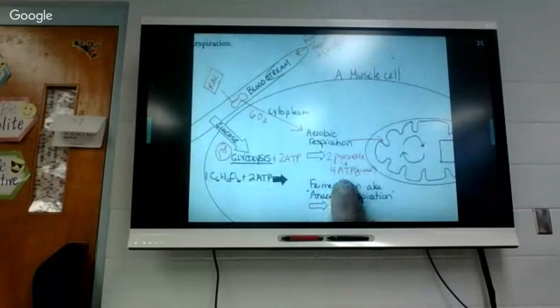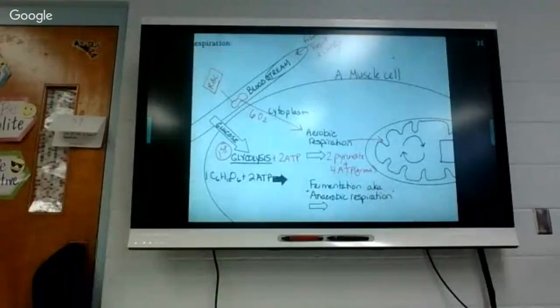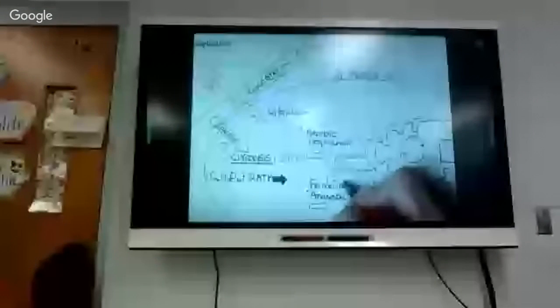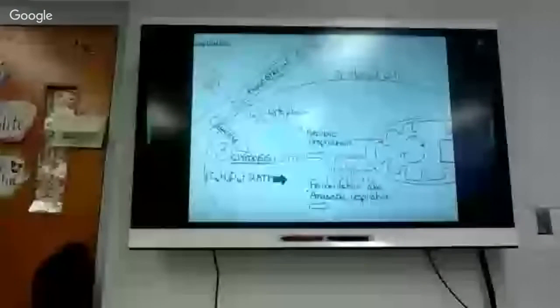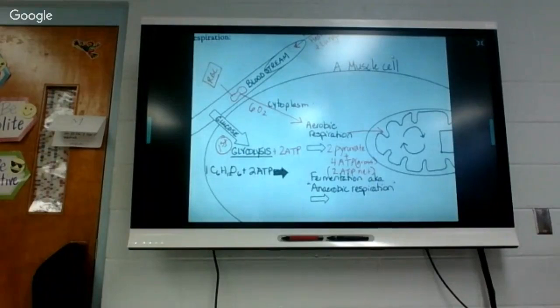Because it makes 4 gross, but it took 2 to do the process, how many do you really get out of it? 2. So when I write 2, I'm going to put in parentheses 2 ATP net. It takes 2 to get it going, but we made 4, so we get 2 out of it. For if we go into anaerobic, that's all the ATP you get, which isn't a lot from one glucose.